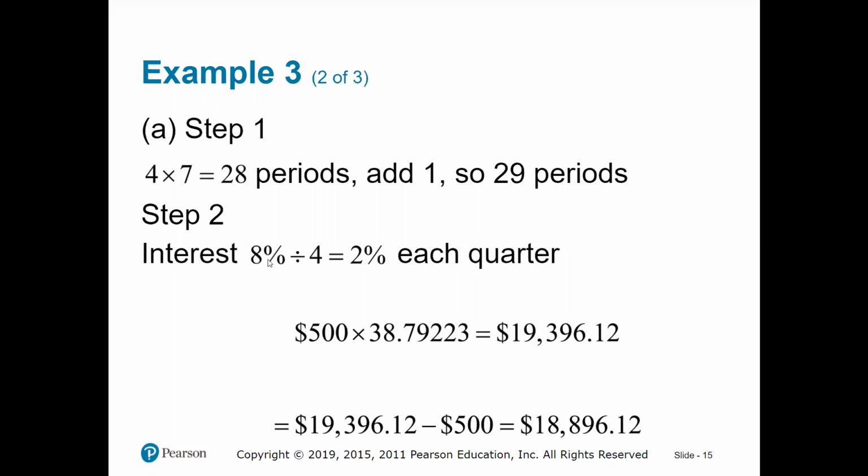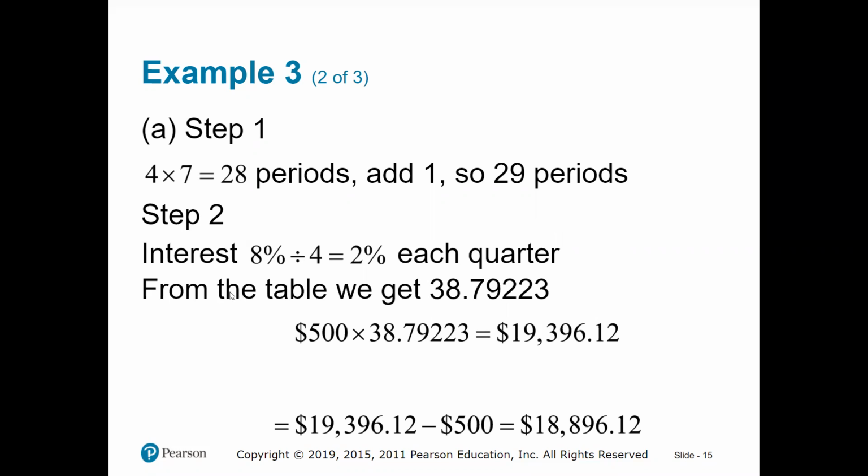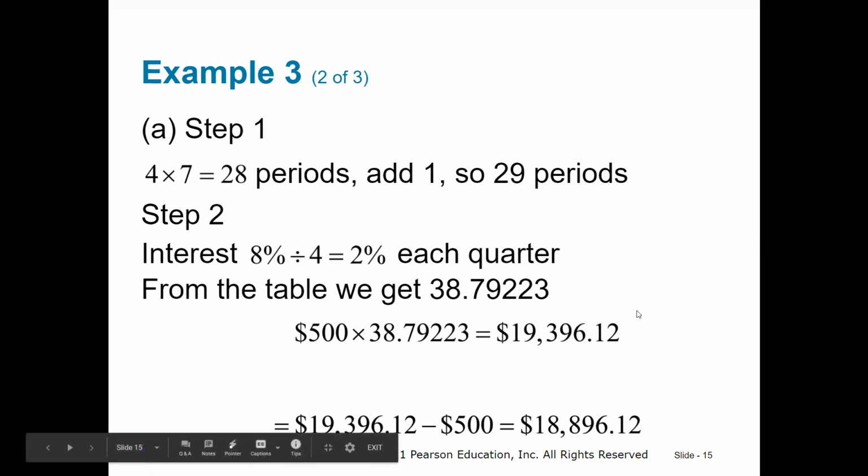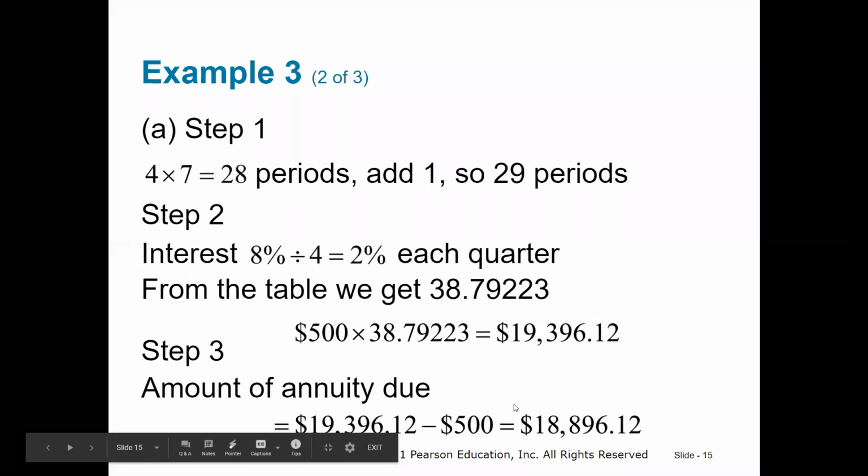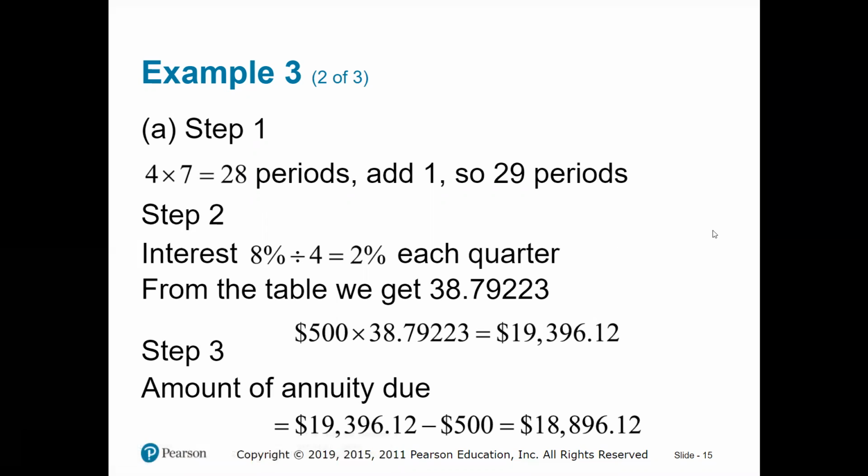So this says step 1, do 4 times 7, which equals 28 periods, and add 1, so 29 periods. And then we're going to do interest. 8% divided by 4 gives us 2% for each quarter. So from the table, we get this amount. So the number from the table might have been right in that last problem, but they definitely divided wrong. All right. And then step 3, you're supposed to take away a payment. I don't know why they're adding a period and then taking away a payment like that. To me, why don't they just figure out the 28 and be done with it? But maybe that would give them the wrong amount.